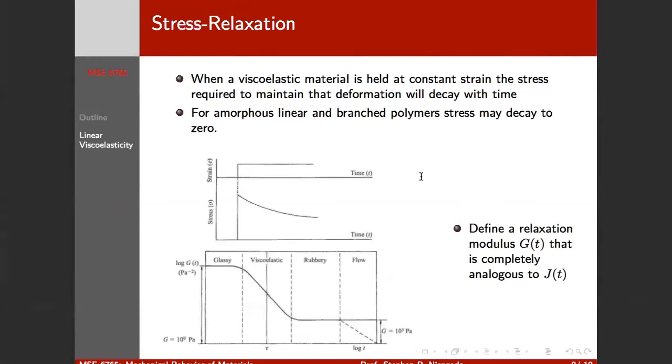And so we can define a relaxation modulus that's completely analogous to our creep compliance. It's going to have the units of pascals. It's a little easier to interpret for people because it matches elastic modulus intuitively a little better. So if you're in this glassy region, you have a very short time of your strain. Your stress is high because your modulus is high. But if you hold it for a long time, your stress decays.